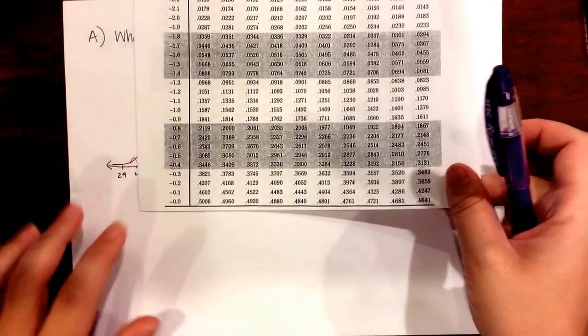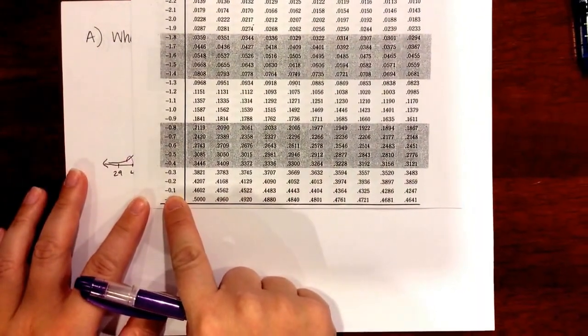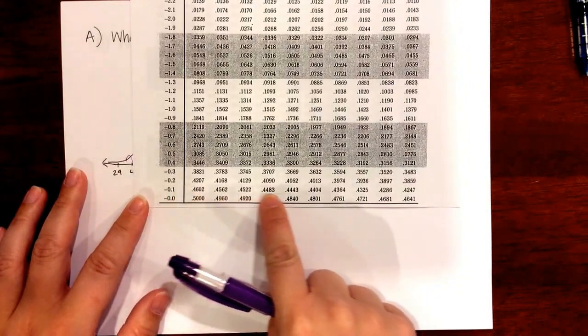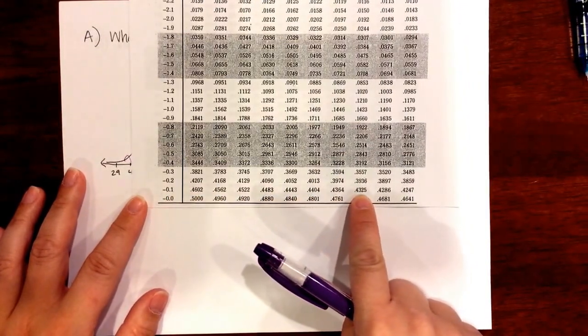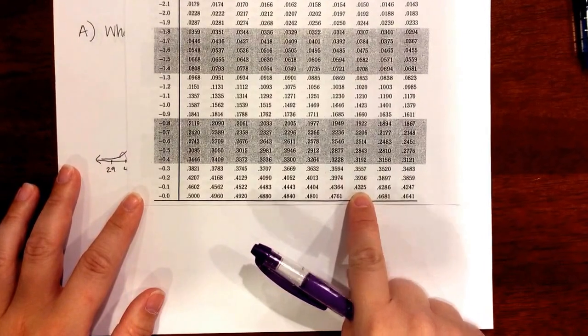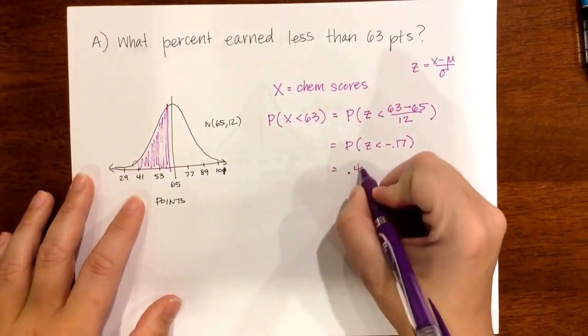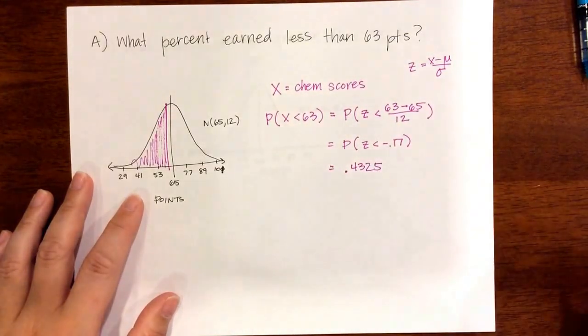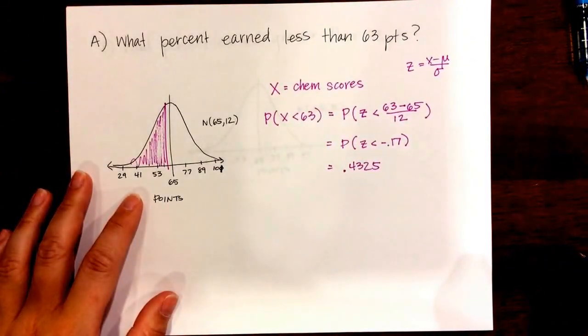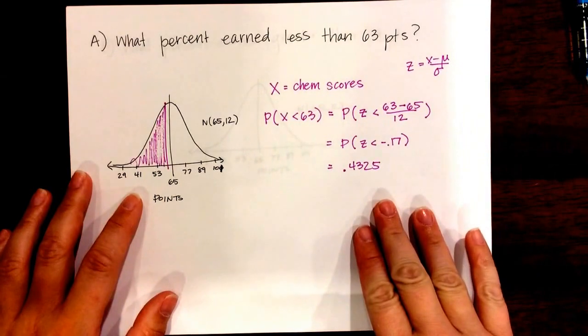So I'm going to go to my normal distribution chart, and I'm going to go to negative 0.1. I'm going to move my finger over until I get to 0.7, which is right there, 43.25. So that means about 43% earn less than 63 points. And this is how you would show your work.